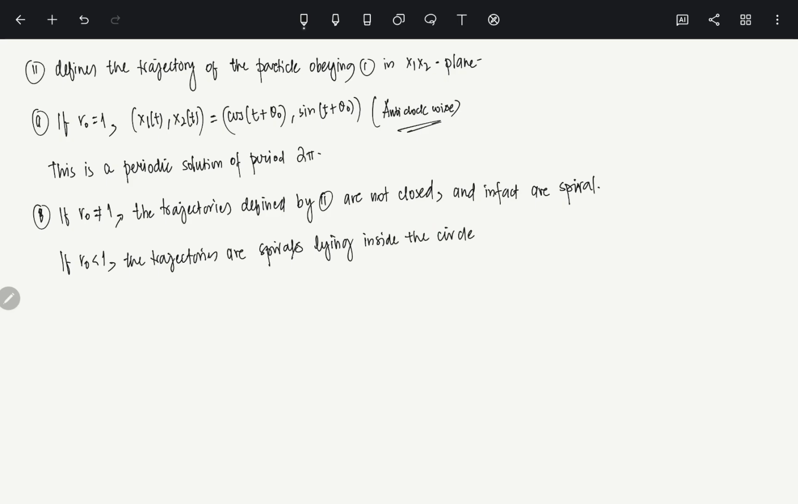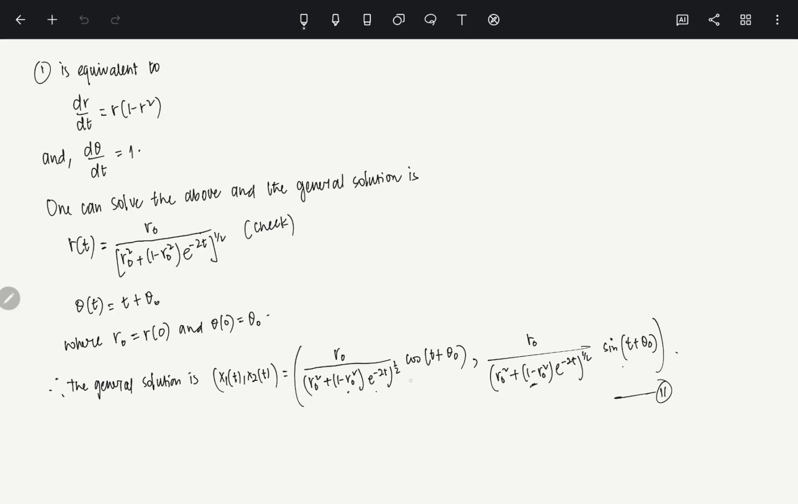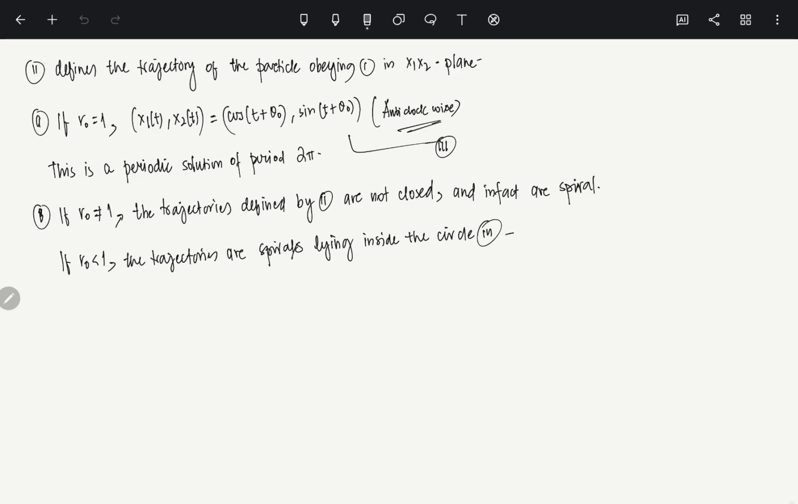Which circle? The earlier one, this circle. Let's just call this 3. Because of this coefficient, you can check that this will be less than 1, this will be less than 1. So hence this will be a spiral, of course, but the spiral will always lie inside the circle. Is it okay?